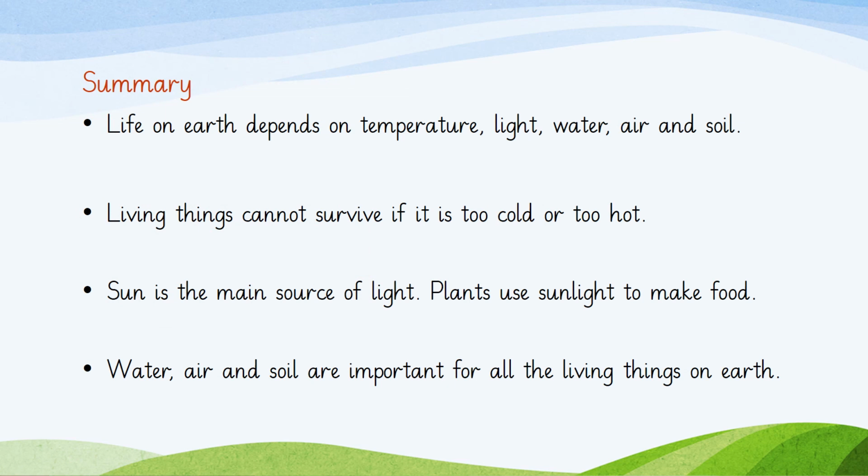We shall now summarize what we have learned so far in this lesson. Life on earth depends on temperature, light, water, air, and soil. Living things cannot survive if it is too cold or too hot. Sun is the main source of light. Plants use sunlight to make food. Water, air, and soil are important for all the living things on Earth.